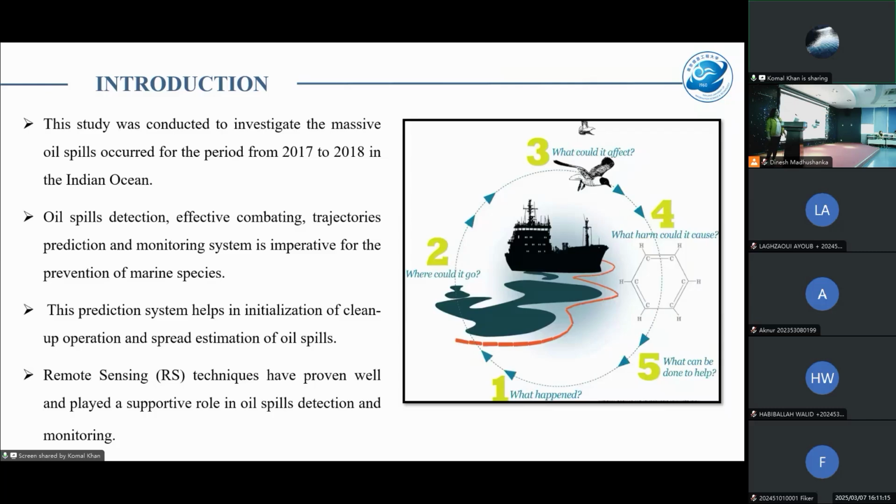My study is actually focusing on all these questions. I conducted it from 2017 to 2018 and investigated 4 massive oil spills. And believe me, it's very challenging to mitigate and monitor an oil spill without using advanced techniques. So I used remote sensing with other geospatial techniques to investigate and identify and detect the oil spill in the marine environment.